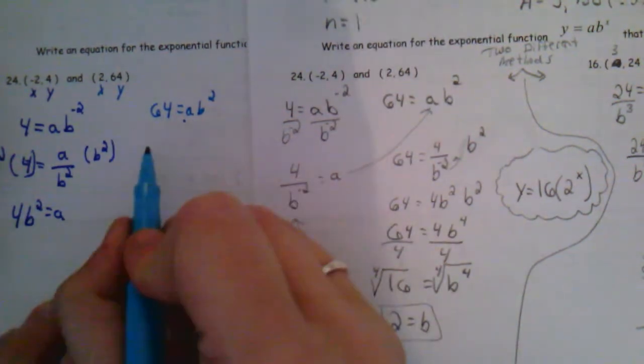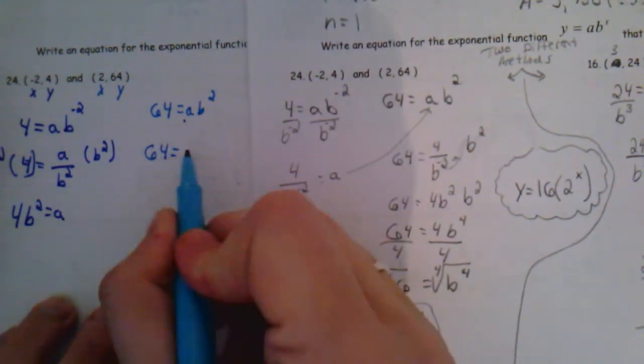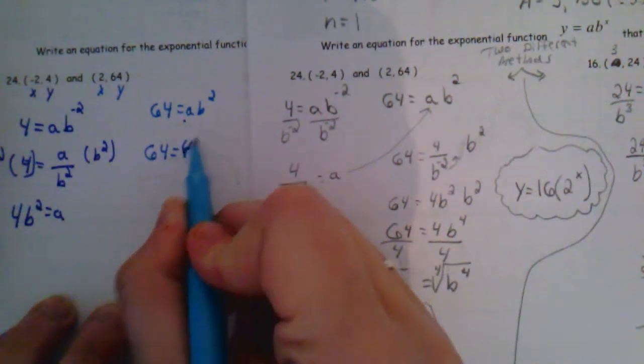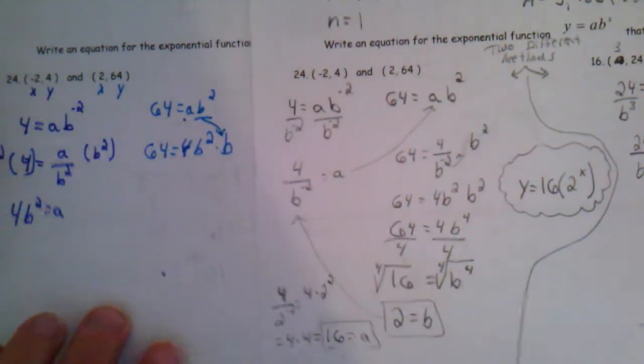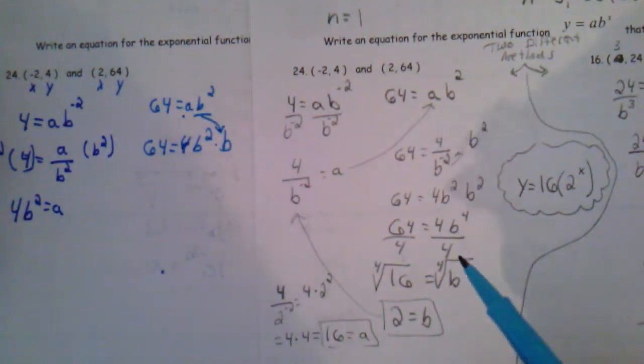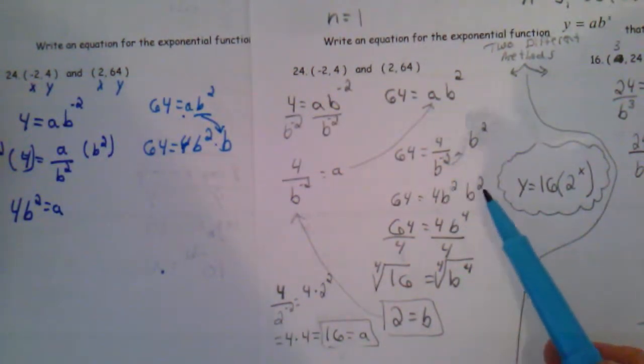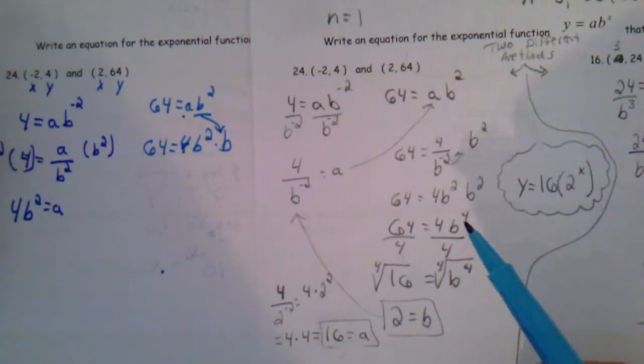It would have looked like 64 equals 4b squared times the original b squared. But over here, I just kind of went the long way around, and then it was just a matter of changing that b squared to a b to the 4th, solving for b, and going from there.